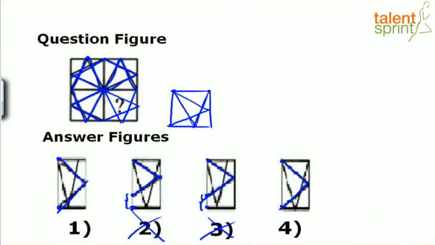Now look at option 1. We have a V here, but is it touching both the corners? No, it is touching only one of the corners. The other V is at a distance from the corner of the rectangle. Hence option 1 gets eliminated. Option 4 has to be the correct answer.